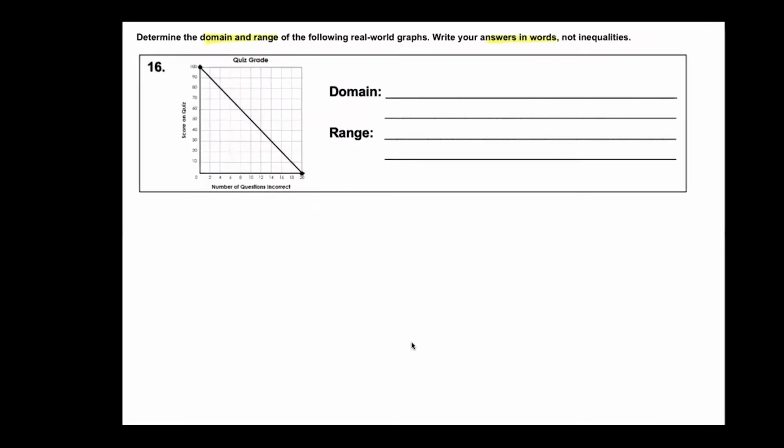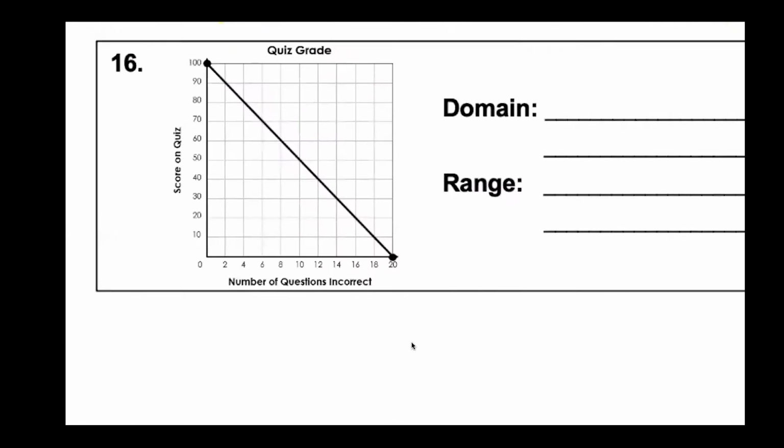Let me zoom in so we can first talk about what we have here in this graph. The title of this graph is quiz grade. So we're talking about grades on a quiz. My x-axis is describing the number of questions incorrect. My y-axis is describing the score on the quiz. So the more questions you get incorrect, the lower your score is going to be.